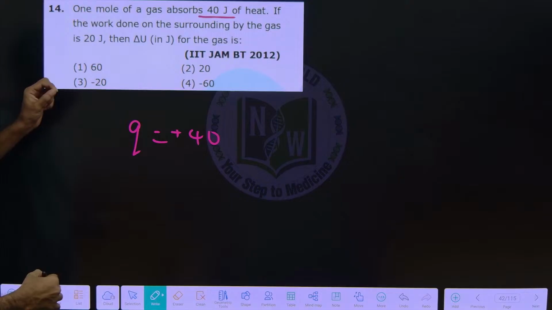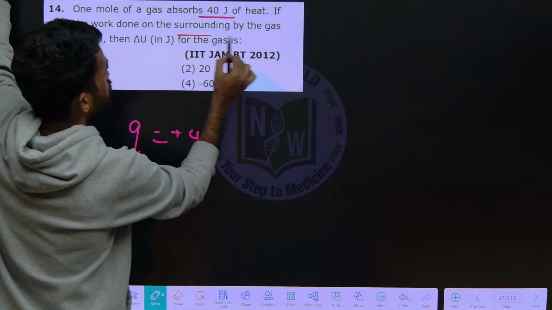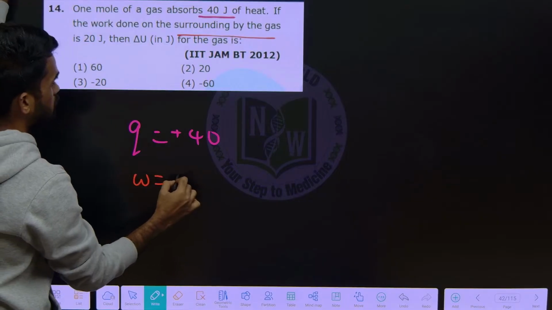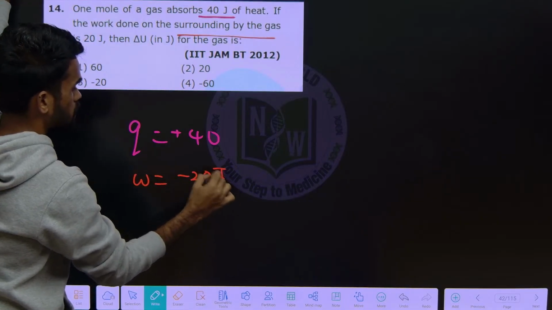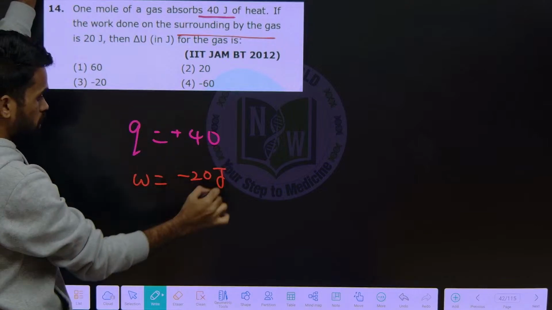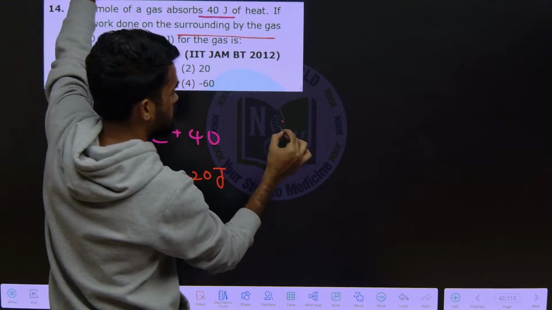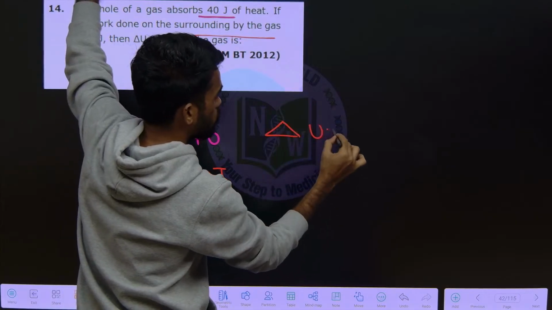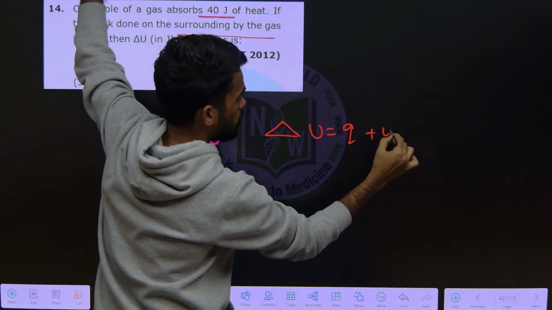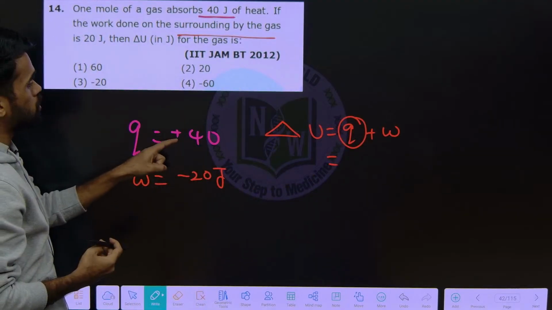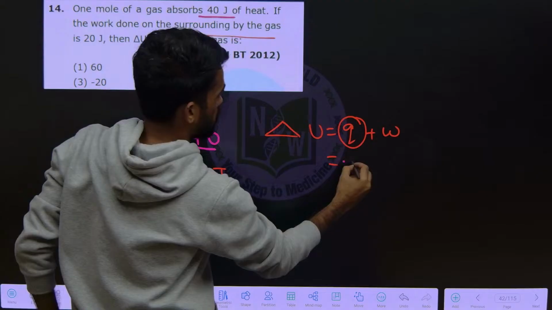Okay, if the work is done on the surroundings by the system, work done by the system, it means W is negative. That is how much? 20 joules. That's it. You need to take in these data values in the proper way, in order to get the exact answer. So delta U is equal to Q plus W. Now Q is what here? Heat. So heat absorbed by the system, that is plus 40.